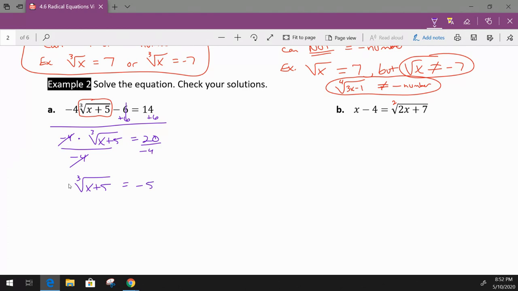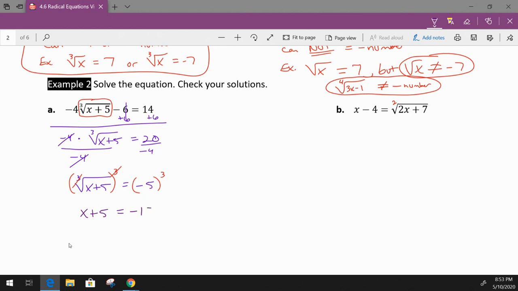So here's where, if this was an even root and it said the fourth root of x plus 5 equals negative 5, I would know that that is not solvable, or there would be no solution to that. But this is an odd root. Odd roots can equal negative numbers. So we are going to continue. The next step then is to raise both sides of the equation to the third power to eliminate the third root. So now we have our x plus 5 isolated.